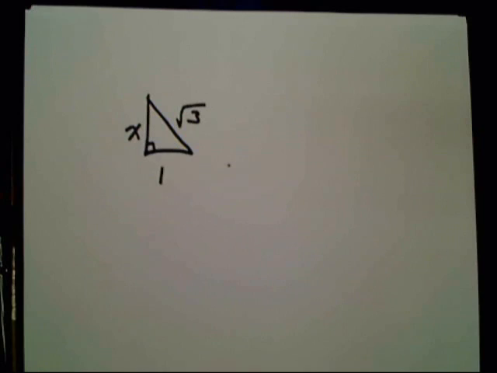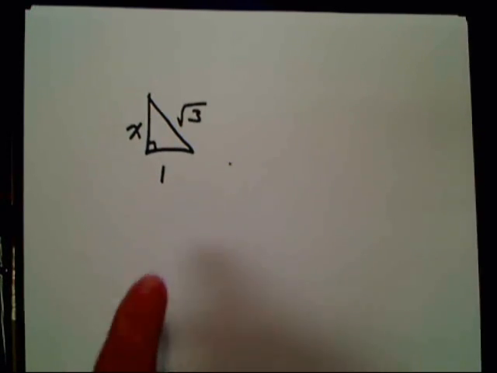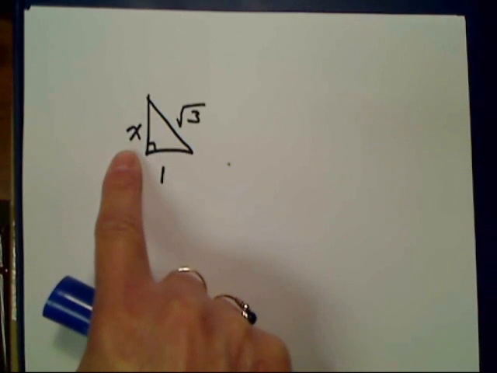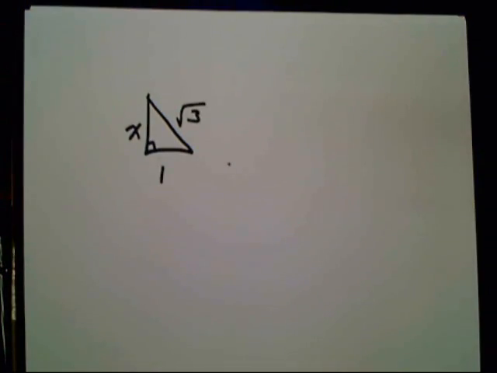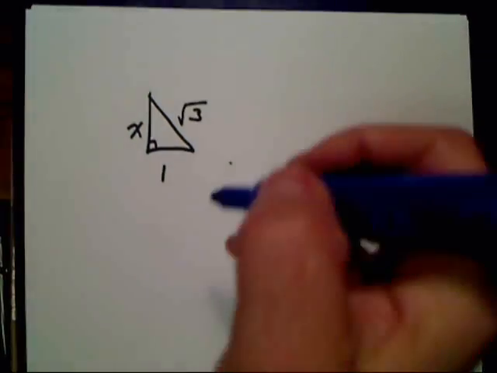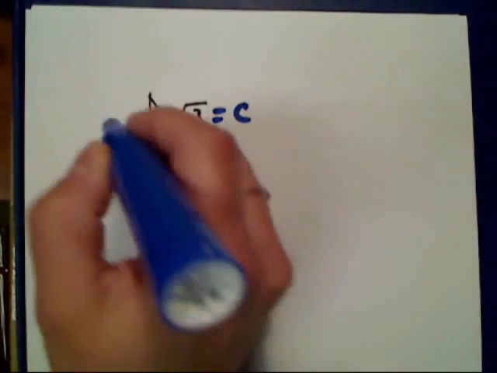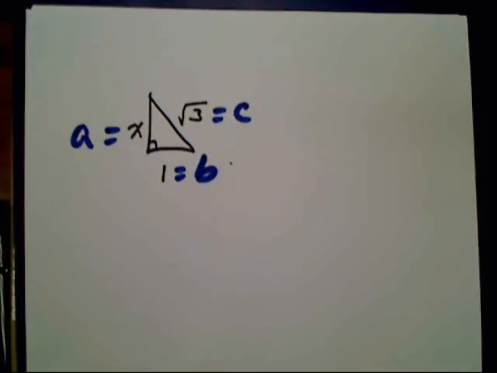Let's do one more. Here I have one of my legs, and I don't know the other leg, but I do know that the hypotenuse is the square root of 3. Oh boy. So once again, if you need to identify it on your sheet, draw it all out. I know that a will be x, b will be 1, c will be the square root of 3. And now we plug it into our formula.